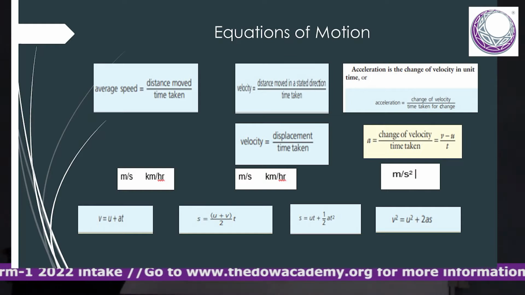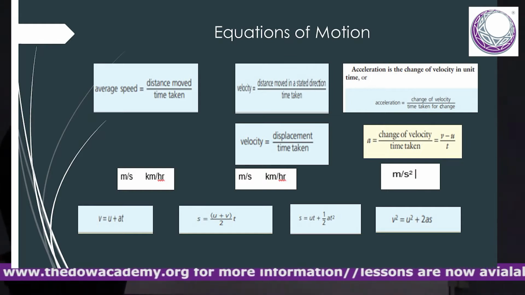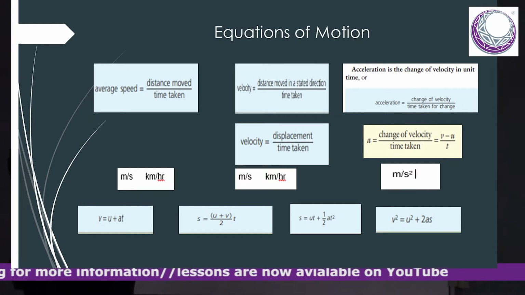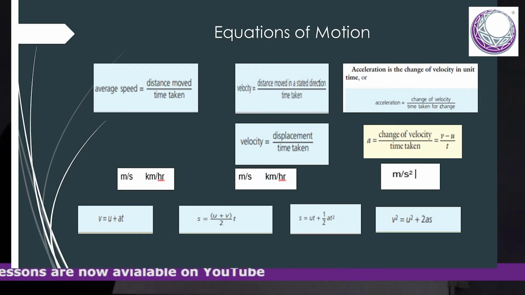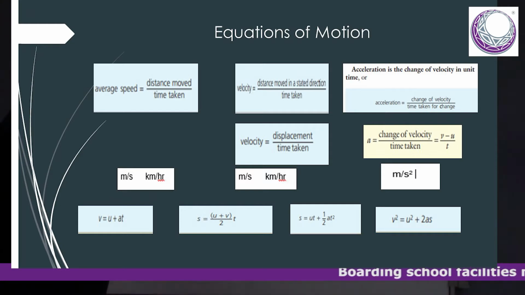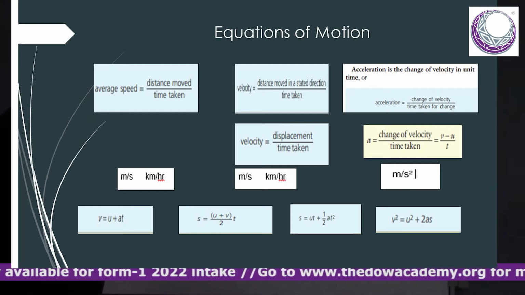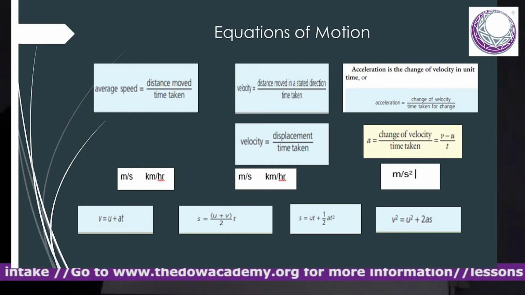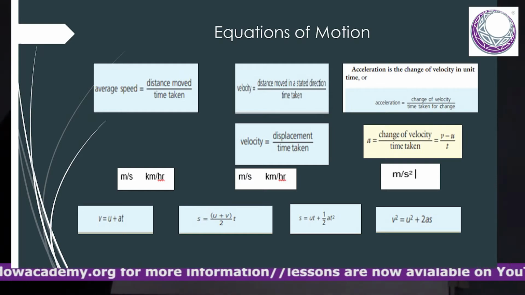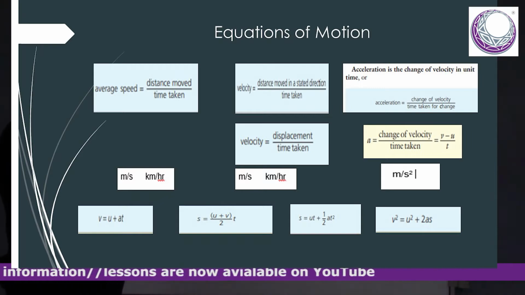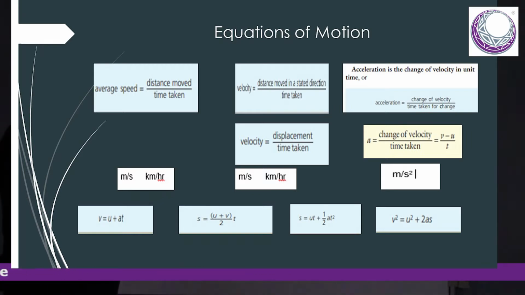Right. We have these other formulas here which we can also use to calculate motion. Like the first one here, V equals U plus AT. And we've already said that V is our final speed or final velocity, which is equal to your initial velocity, initial speed, plus acceleration multiplied by time.